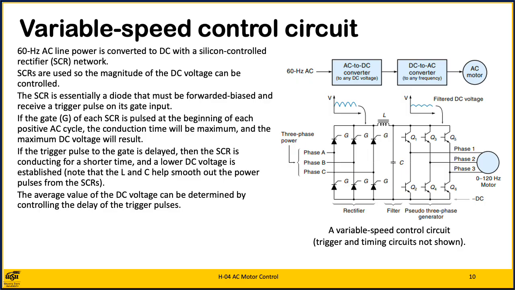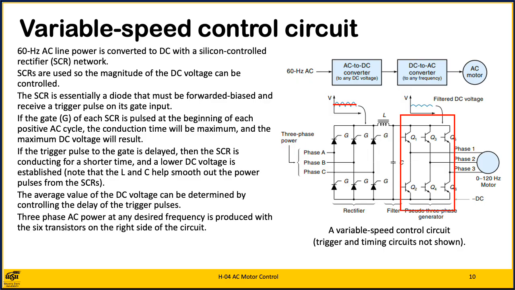To sum up, the average value of the DC voltage can be determined by controlling the delay of the trigger pulses. The next job of this circuit is to create a sort of artificial 3-phase AC power at any desired frequency. This is accomplished with 6 transistors on the right side of the circuit. Each transistor is turned on and off in sequence by a controller circuit, not shown, in such a way as to cause 3 pseudo-sine waves.